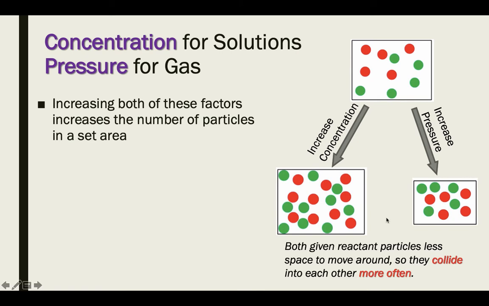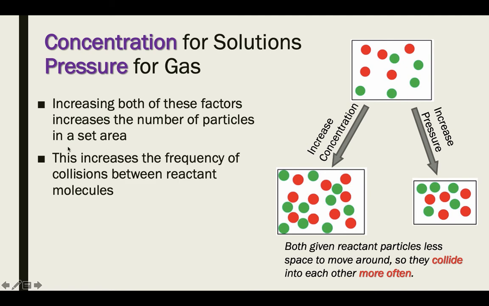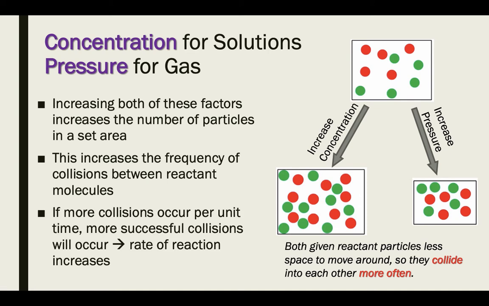Both will give reactant particles less space to move around, and therefore they collide into each other more often. So this then will increase the frequency of collisions between reactant molecules. And if more collisions occur per unit time, then more successful collisions will also occur, and therefore the rate of reaction will increase.